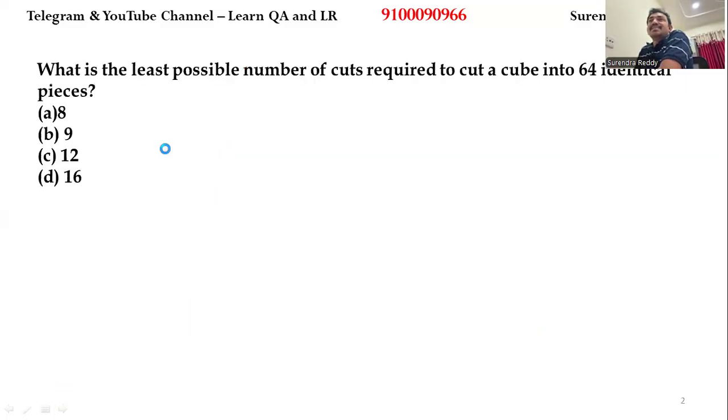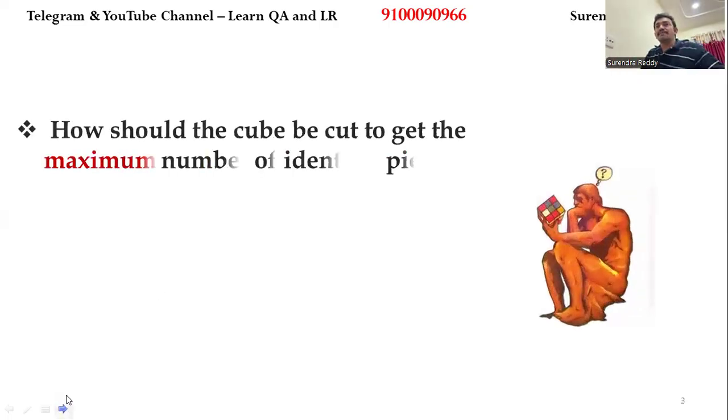What is the least possible number of cuts required to cut a cube into 64 identical pieces? So cubes is one of the very important aspects of CSAT. Here one must understand how to distribute the cuts to get the minimum number of pieces and how to distribute the cuts to get the maximum number of identical pieces. To show that, let's understand with a small visual.